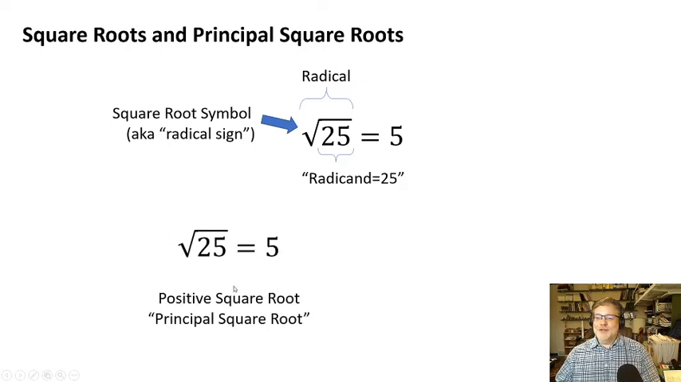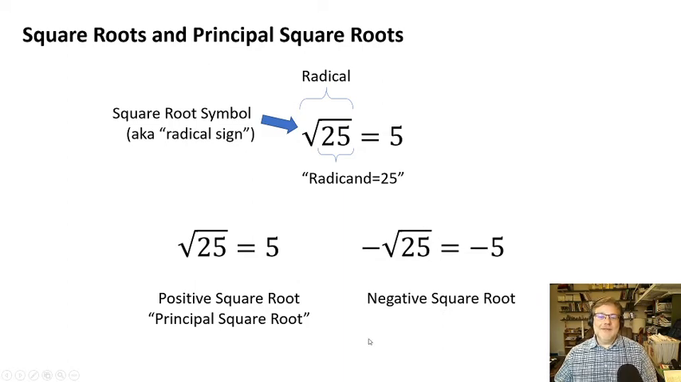Once again, we have two possibilities here for the square root. The positive square root we sometimes call the principal square root, and as you can see, it's just represented here with the square root of 25 without any minus sign out front. We also have the negative square root, which is symbolized with the negative sign in front of it.